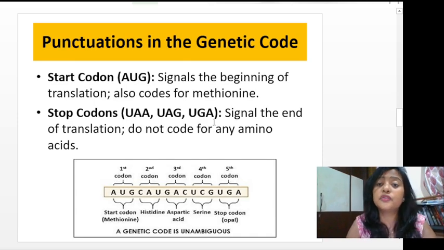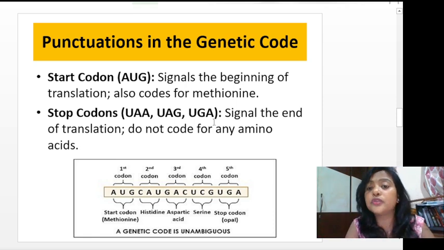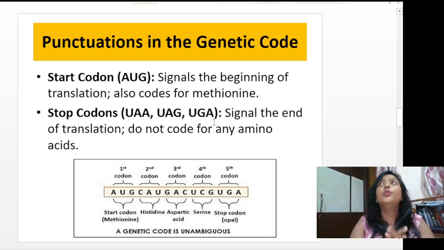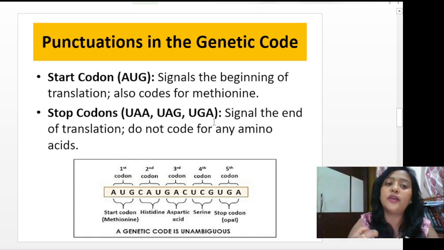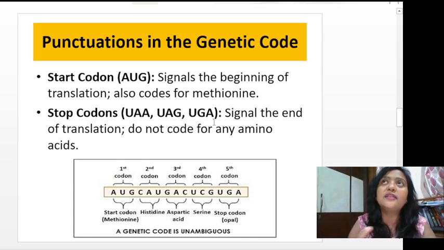Now, next is punctuation in the genetic code. As I told you, there are some punctuations, like the start codon and the stop codons. Start codons are those codons which signal the beginning of translation. In the previous class I explained the translation process: when the tRNA is bringing the amino acids, how will it identify where to start? In the mRNA, first the start codon is identified. Start codon means the codon which will signal the beginning of translation.